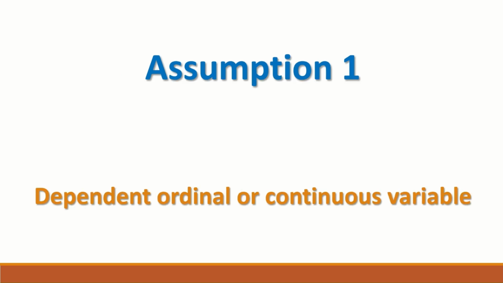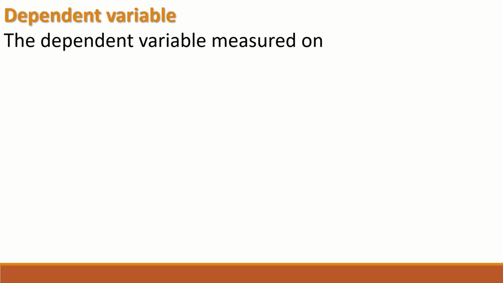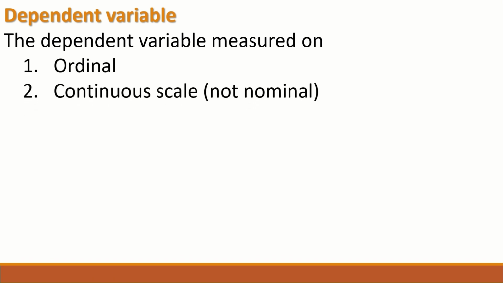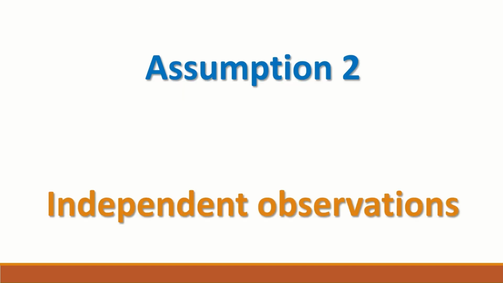The first assumption is that the dependent variable can be ordinal or continuous. The dependent variable can be measured on an ordinal scale or on a continuous scale, that is not nominal but numerical, and it is not normally distributed. The continuous scale can be interval or ratio.